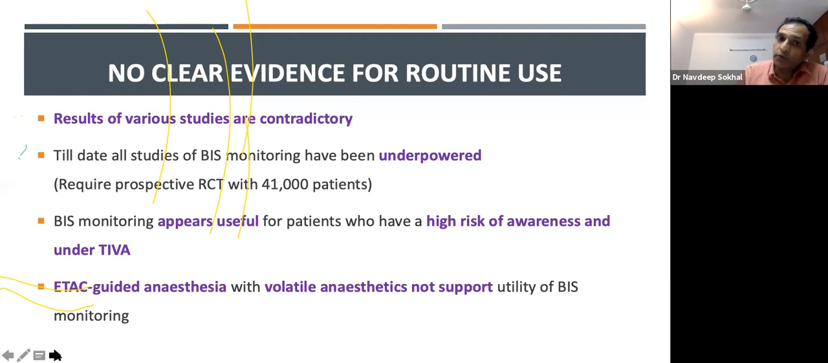BIS monitoring appears useful for patients who have a high risk of awareness and under TIVA. Those are two conditions where there is a high risk of awareness, and yes, it appears to be useful. In TIVA, you cannot measure volatile gas anesthetic concentration, so in these two cases, it appears to be useful. But in patients on inhalation anesthesia or volatile anesthetic, where you can guide your anesthesia based on your end-tidal concentration of gases, the utility of BIS monitoring is not proved.